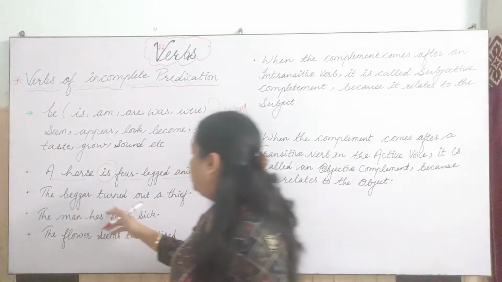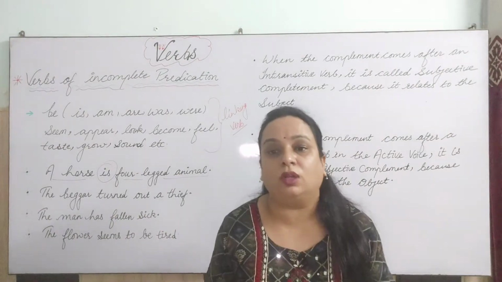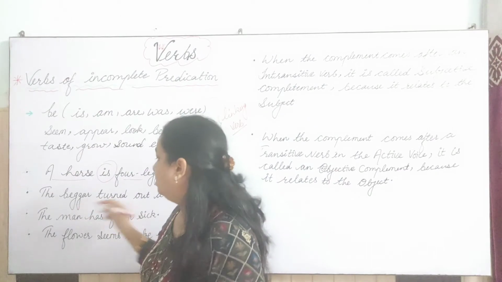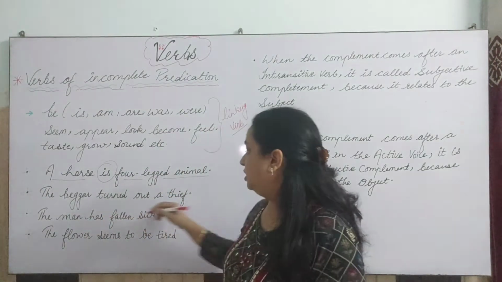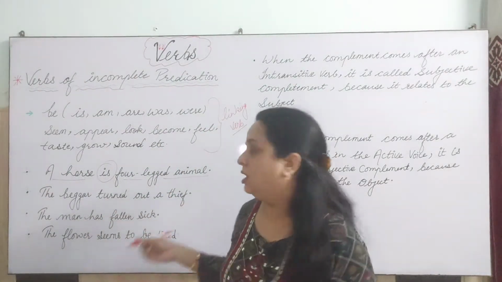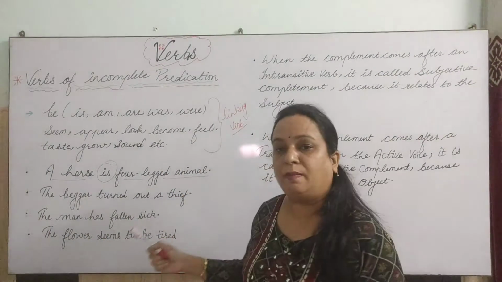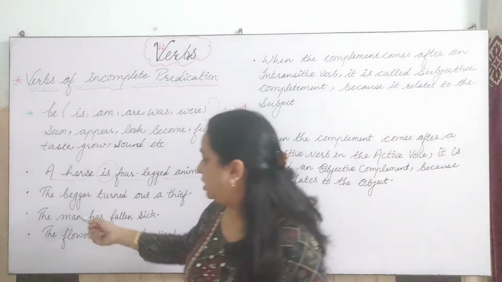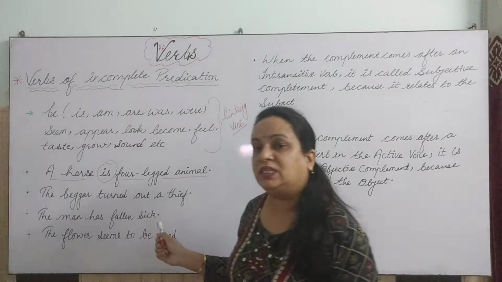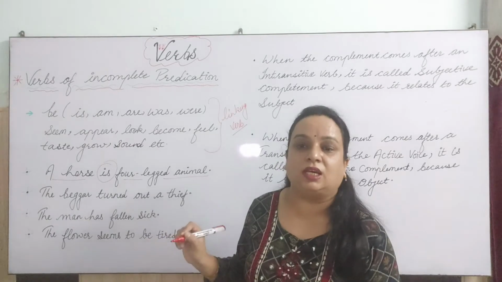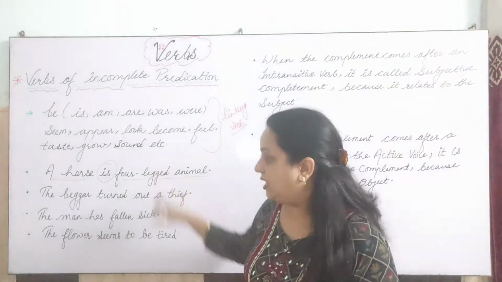Second is "the beggar turned". Now the beggar turned what? That is not given here. "The beggar turned out a thief", right? So this is also there. "The man has fallen sick." Here "fallen" is the verb, and "sick" is not an object, because we cannot change the passive voice of these sentences.